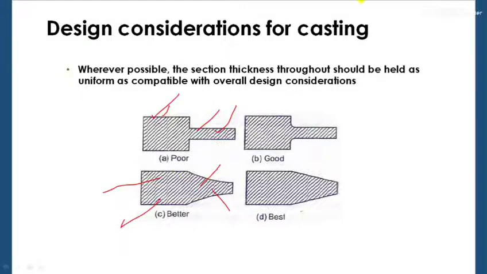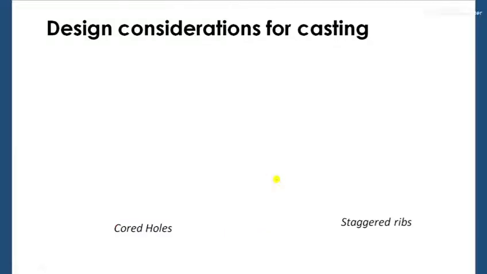So to avoid the high stress concentration, you have to keep the thickness as uniform as possible, right? Means what, the thickness is to be varied in such a way that the change should be gradual. The change should be gradual. I hope you have understood this.